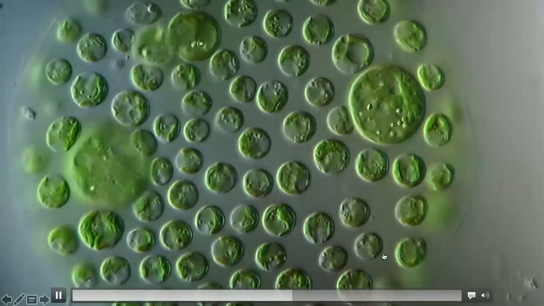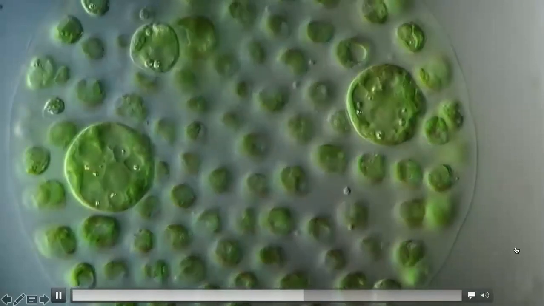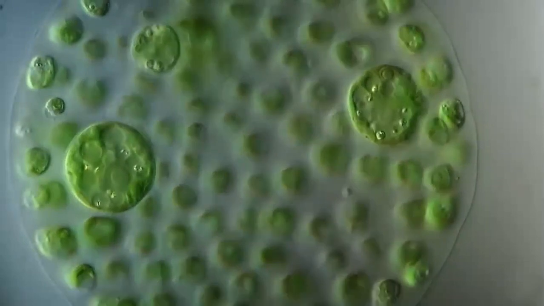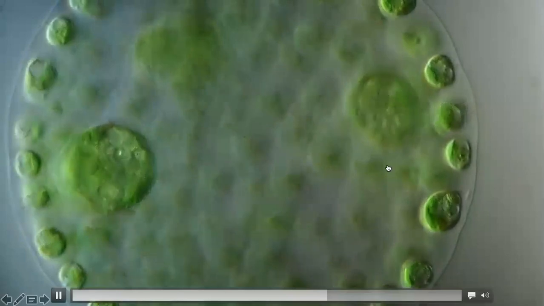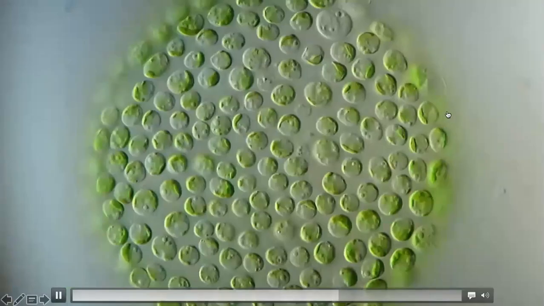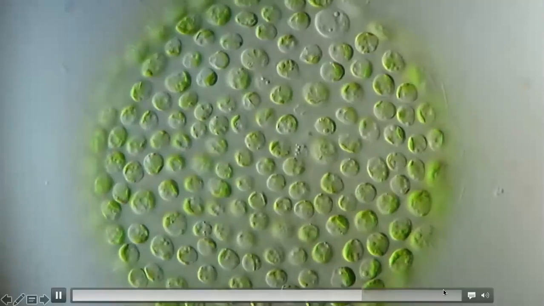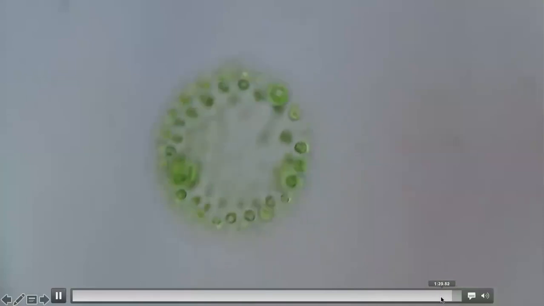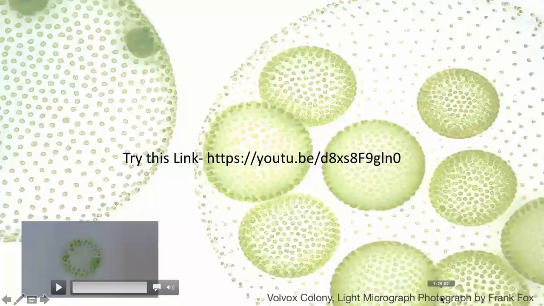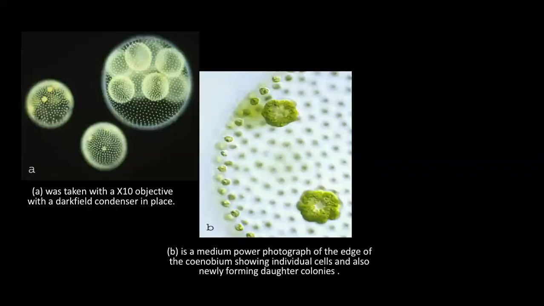So this is how the Volvox colony looks, and with the help of the flagella of the individual cells, they can move around. You can see all these are daughter colonies. So this is how the Volvox colony moves around with the help of the flagella in the individual cells. It is a concerted effort. Here you are seeing the dark field condenser objective picture snapped of the Volvox colony.